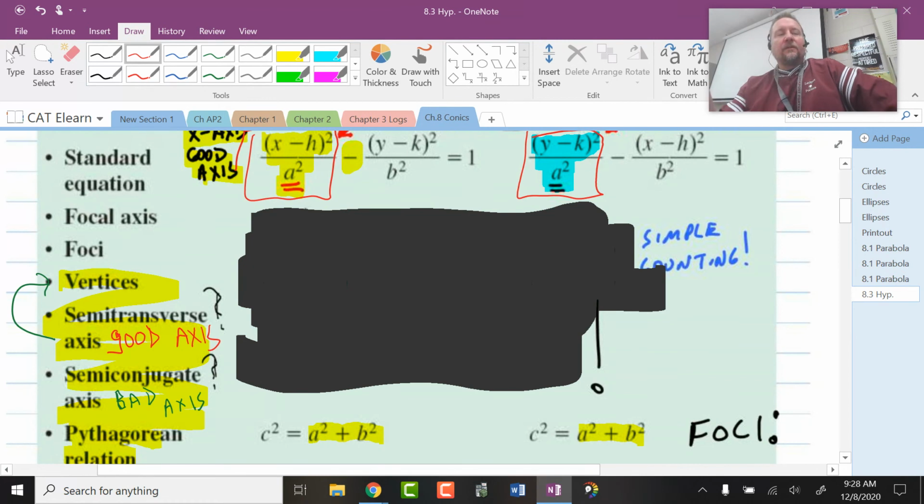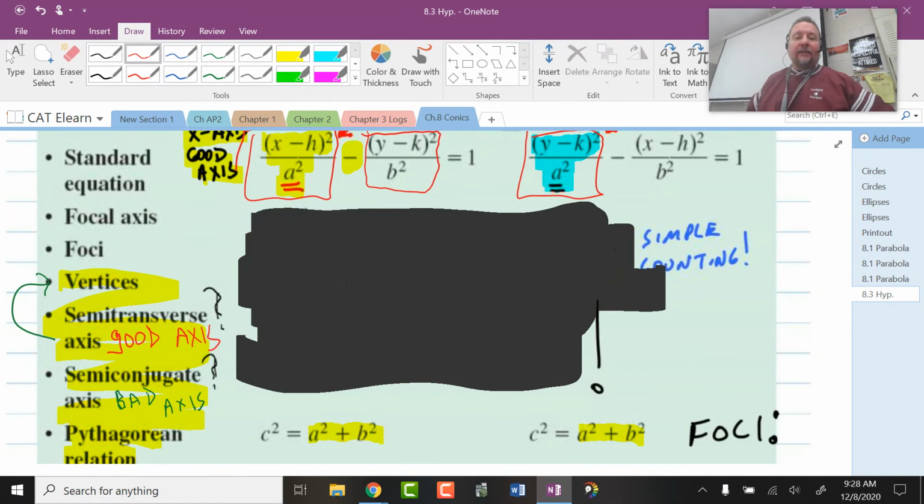So it's synonymous with semi-major axis and semi-minor, but the transverse axis does not have to be bigger than the other axis. And then what I call the bad axis, this is B for this one because that's the negative axis. It's the direction it doesn't go. So that's called the conjugate axis. So we do got some crazy terms here. I get it. Just make sure you kind of know them.